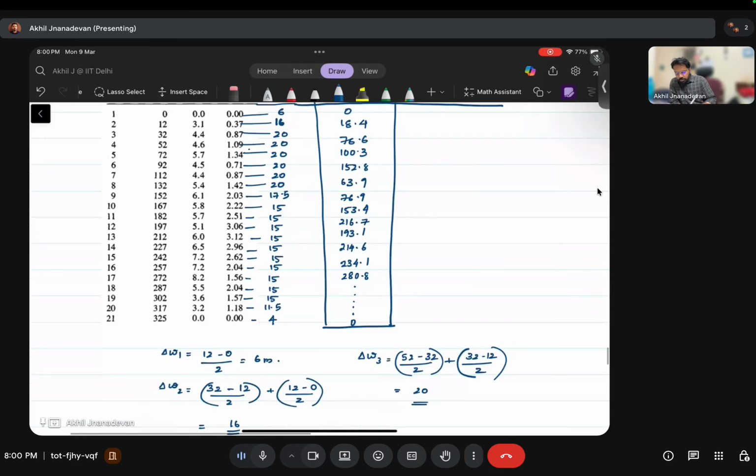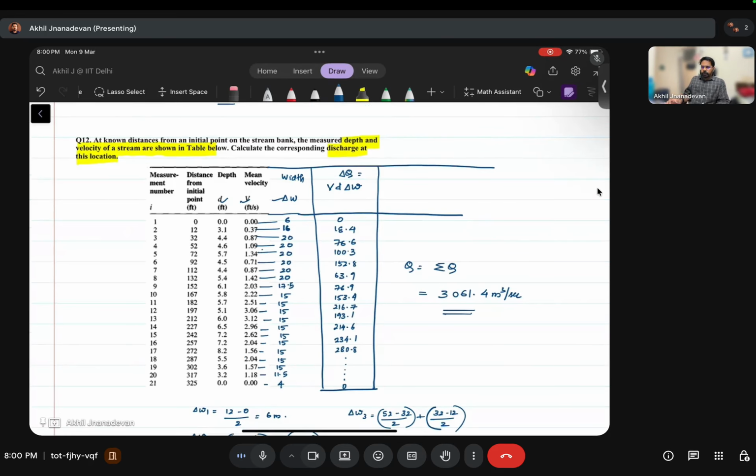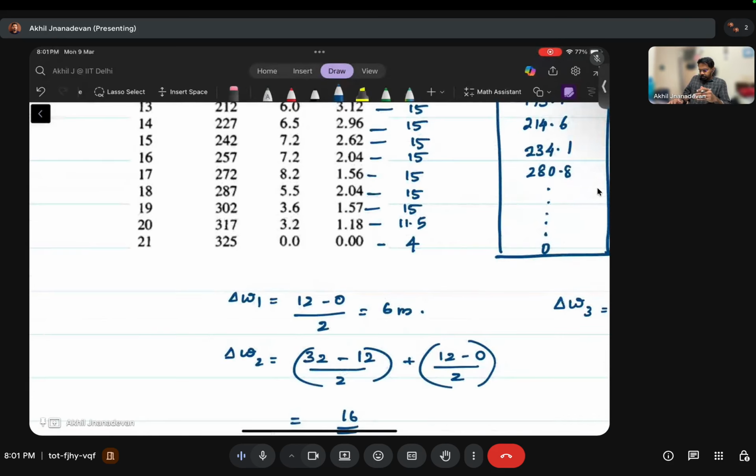So total discharge Q will be nothing but the summation of delta Q, which comes out to be 3061.4 meter cube per second. In such questions, the only thing is we have to be careful while finding the width. The width at the end banks, the first section and the last section, will be different. For the first and last section, the width will be Wi plus 1 minus Wi minus 1 by 2, as it has only one side; the other side is not there.